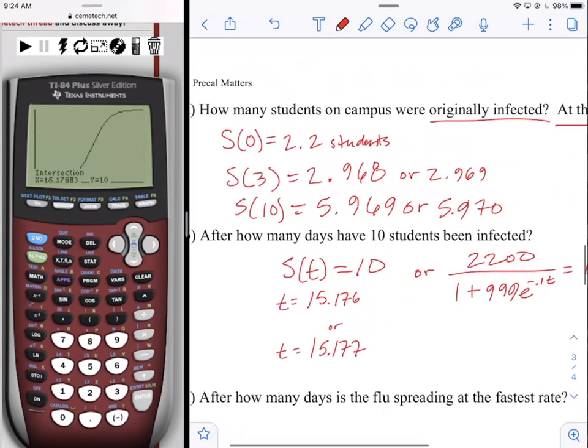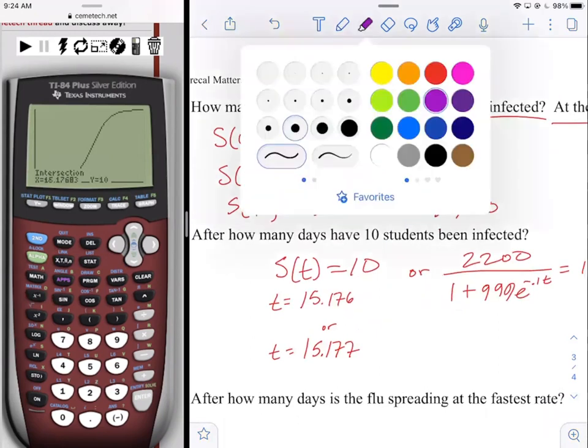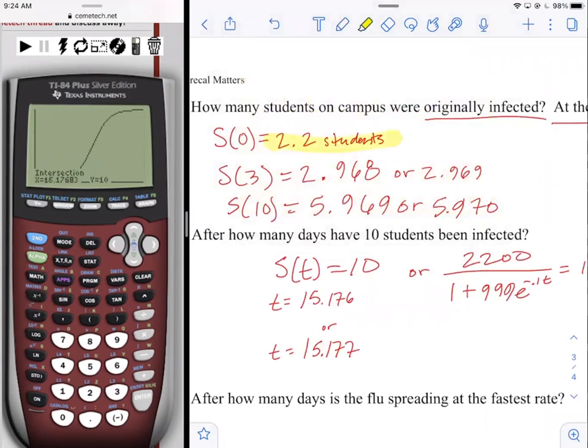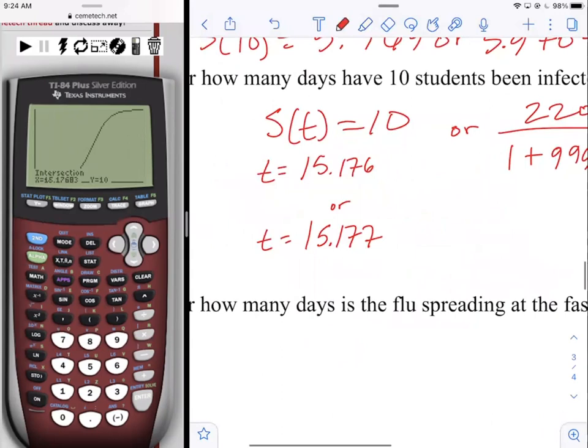All right. Now, here's the other thing. In any type of application, you need to put units on your final answer. I didn't do that on the others up here. I should have. I put 2.2 students, and then I forgot to write students there. So I would have lost a point up here. Units are super important. They need to be on all your final answers. Okay. So this is T equals, yeah.